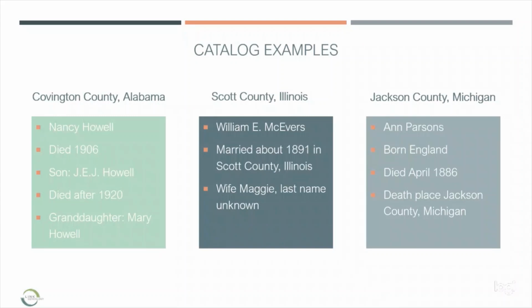So let's dive into some examples. So we're going to go to 3 different counties today: Covington County's records, Scott County, and Jackson County. And the first one is an interesting case that I worked on, and it's for the Howell family in Covington County, Alabama. And we had their pension record, his pension record from his service in the Mexican War. And we know from the pension that Nancy Howell died in 1906.